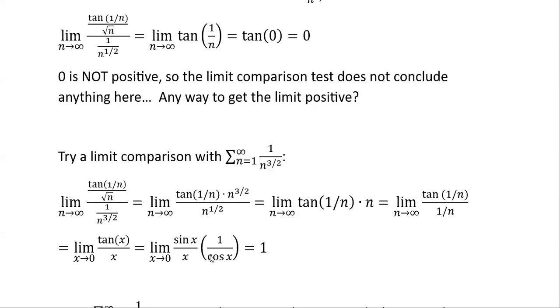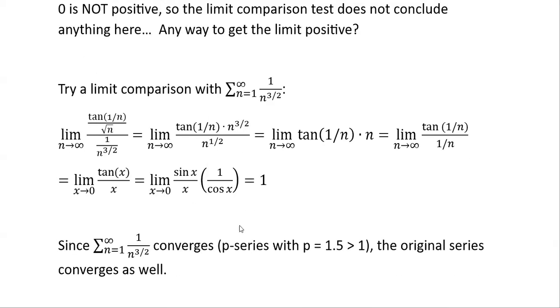Tangent is sine over cosine, yeah. So sine x over x, as x approaches 0, is the special trig limit of 1. And then this piece over here, as x approaches 0, is 1 as well. So the limit is 1. This works because it is finite and positive, and we know this guy converges. So by the limit comparison test, the original series converges as well.